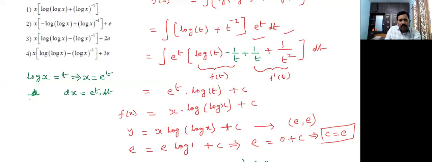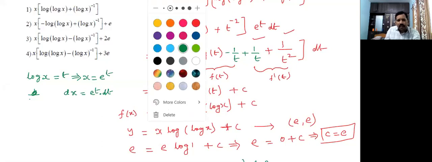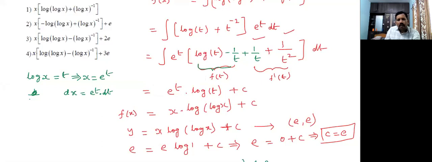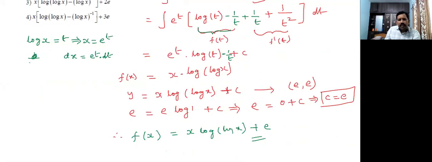Here, starting onwards, observe that we have made a small mistake. f of t means log of t minus 1 by t. I have not written minus 1 by t. That is the problem here. So here we get minus (log x) to the power minus 1 plus c. This is a mistake. Please correct that. Minus (log x) to the power minus 1.